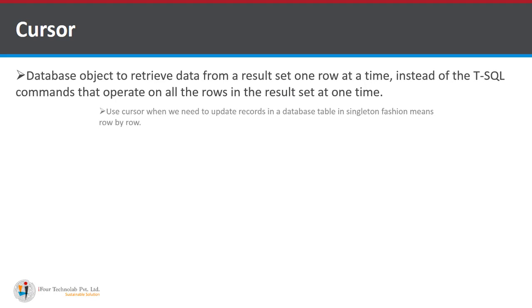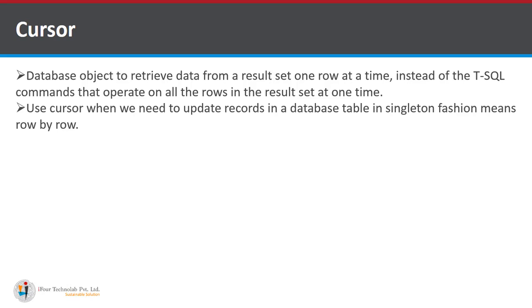Now we have cursors. These are used when we want to work row by row instead of on all the data returned from a select statement. A cursor is a database object used to retrieve data from a result set one row at a time, instead of SQL commands that operate on all the rows in the result set at one time. Use cursors when we need to update records in a database table in singleton fashion, meaning row by row. It is nothing but a for loop of SQL.